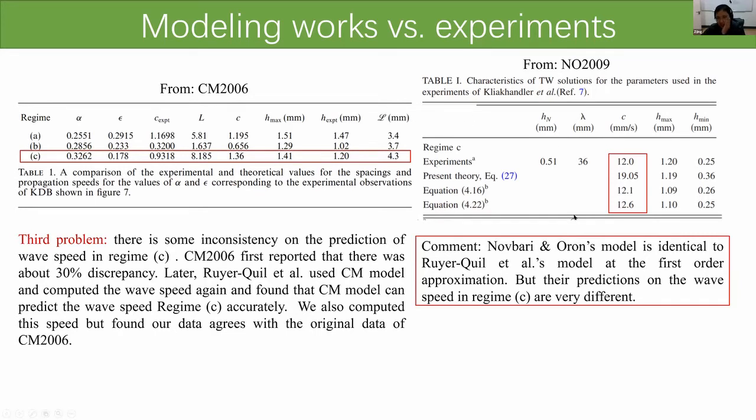Another observation is that the energy model proposed by Navier and Oren is identical to Rilke et al.'s model as a first order approximation, but we can find that their predicted wave speeds are very different. So we think there might be something wrong in the computation of the weighted residual model, but I'm not going to compare my results with the study by Rilke et al.